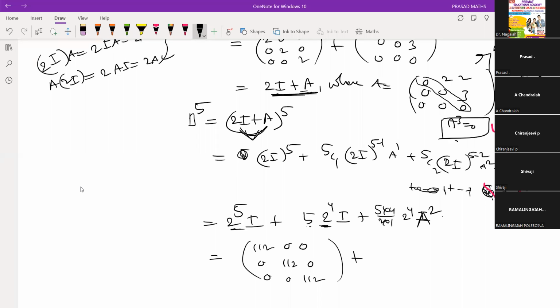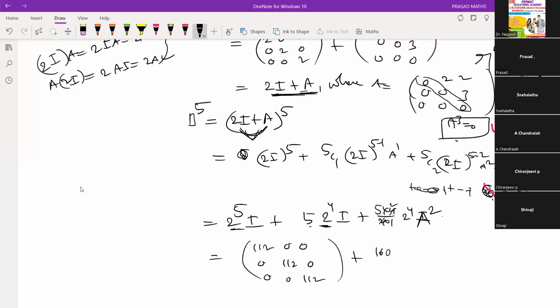What is this? 10 into 8. Sir, 5 into 4 by 2 into 1, this is 10. So 10 into 16 is 160. So 160 into A square.